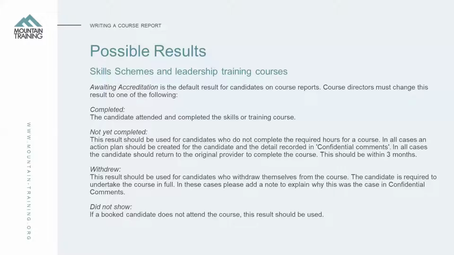You then have withdrew. This is for when a candidate has withdrawn themselves from the course partway through. They haven't completed the course in full. With these, do put a note to explain why this was the case in confidential comments. If a candidate has withdrawn themselves from the course, they will need to do a full course again if they want to be accredited with an attendance for that particular course.